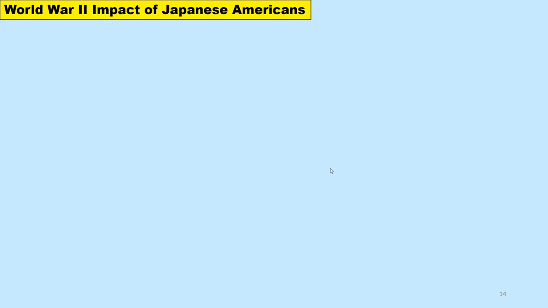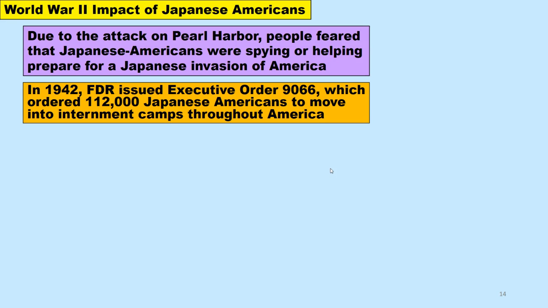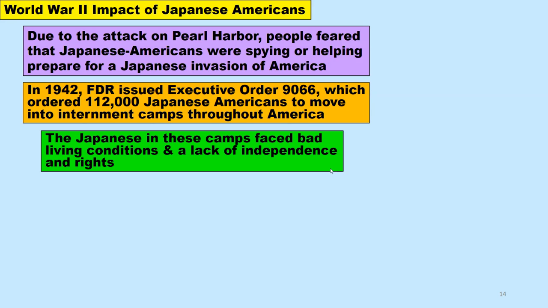And so here's what happens, okay? Because of the attack on Pearl Harbor and because of the fact that we were fighting the Japanese, people feared that Japanese Americans were spies and they were helping lay the foundation for an invasion of America. It was absolute hysteria. However, the government bought in, and FDR issues Executive Order 9066. Memorize that. Executive Order 9066 orders 112,000 Japanese American citizens to be moved into internment camps throughout America.